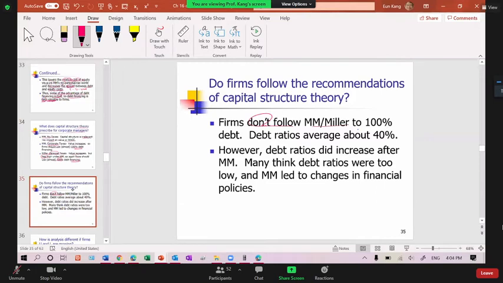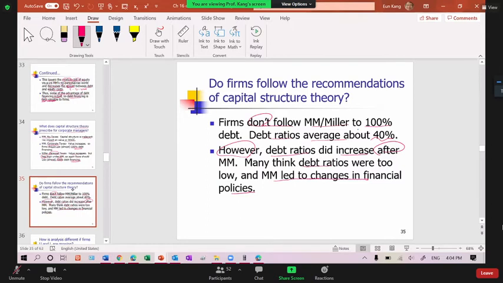Then in the Miller model, 200% debt. Their ratios average about 40%. However, their ratios did increase after MM. Many think that ratio was too low, and MM led to changes in financial policies. So that's what I'm saying. That's the power of theory.